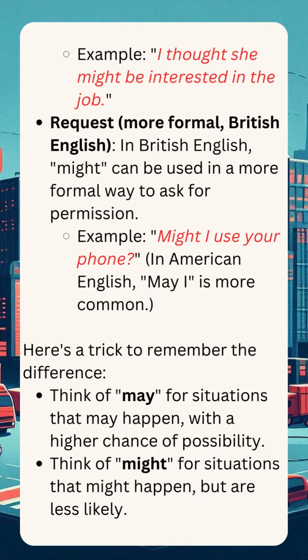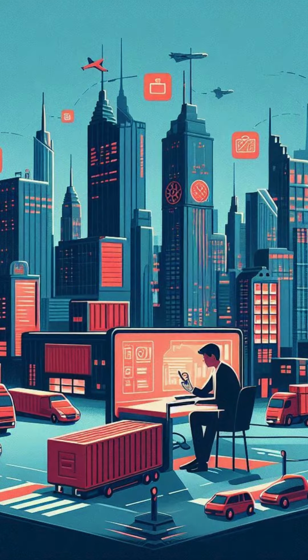Here's a trick to remember the difference. Think of may for situations that may happen, with a higher chance of possibility. Think of might for situations that might happen, but are less likely.